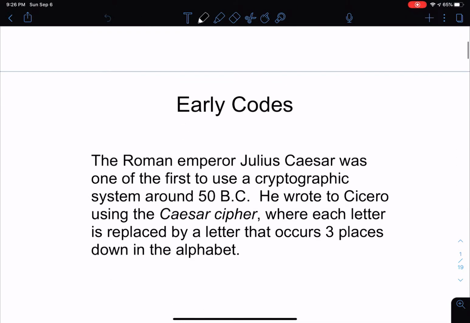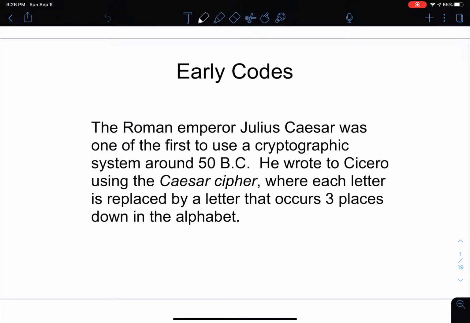Okay. One of the early examples of this was the Caesar cipher. And this is the one that, if you've ever done one of those secret decoder rings or anything in the cereal boxes or whatnot, it's basically a form of the Caesar cipher. That goes all the way back to Roman Emperor Julius Caesar. And he did this around 50 BC. He would write to Cicero using this cipher. Basically, each letter would be replaced by a letter that occurs 3 places down in the alphabet. And then Cicero on the other end knew to reverse it by 3 letters in order to decrypt the message.